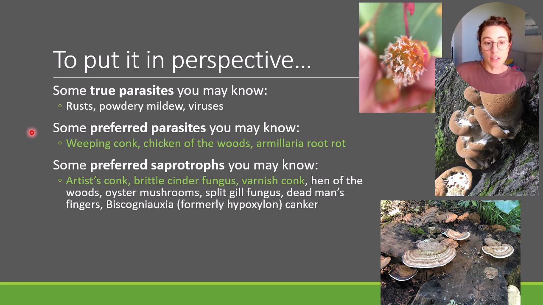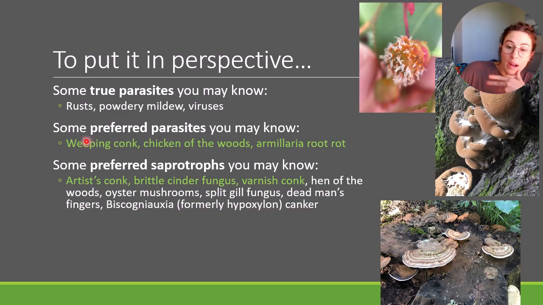And then some preferred saprotrophs that you might know. Again, these ones are going to be saprotrophic leaning, but can be parasitic, particularly when we have that condition met of stress, wounding, or other factors. And these are going to be artist conk, brittle cinder fungus, varnish conk, hen of the woods, oyster mushroom, split gill fungus, dead man's fingers, Biscogniauxia, aka formerly Hypoxylon canker.